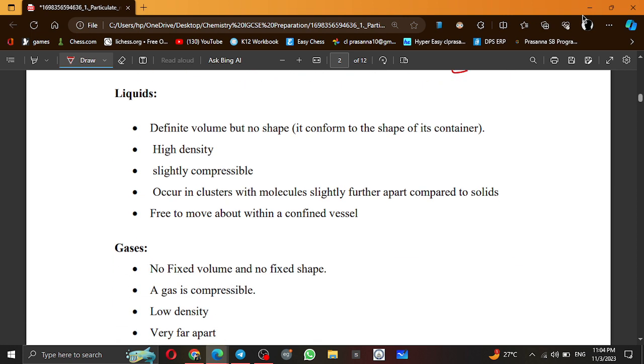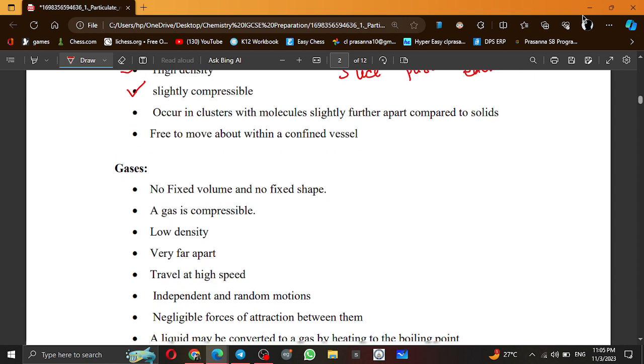Then we have liquids: definite volume but no definite shape, they take the shape of a container. High density, though less than solids obviously, and slightly compressible. They occur in clusters with molecules slightly further apart compared to solids. They are free to move about within a confined vessel. Their molecules slide past each other.